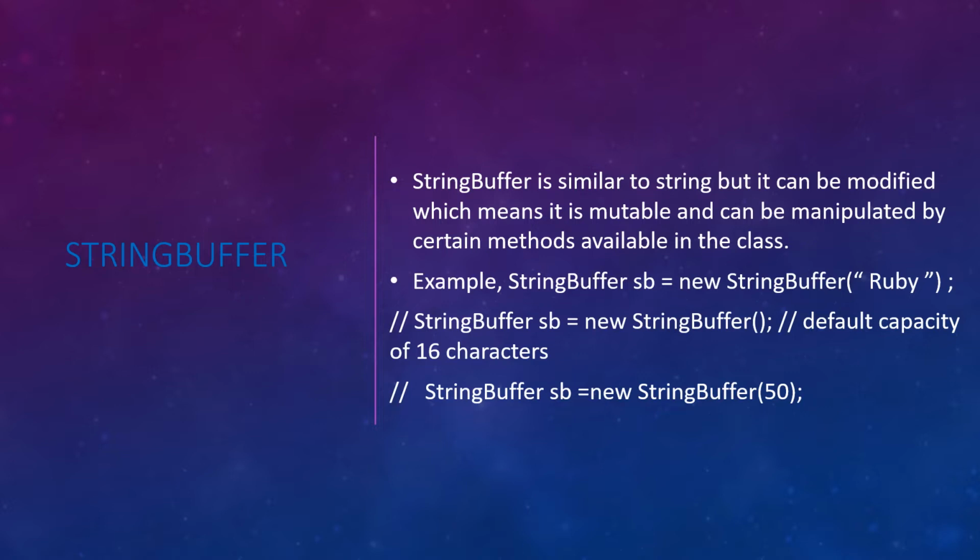For example, a StringBuffer sb can be created as StringBuffer sb = new StringBuffer("Ruby"), which means sb with the value Ruby will be created. Another way is StringBuffer sb = new StringBuffer(), which means a default capacity of 16 characters will be created for sb. Another way is StringBuffer sb = new StringBuffer(50), which means we have assigned a memory location of 50 characters to sb.